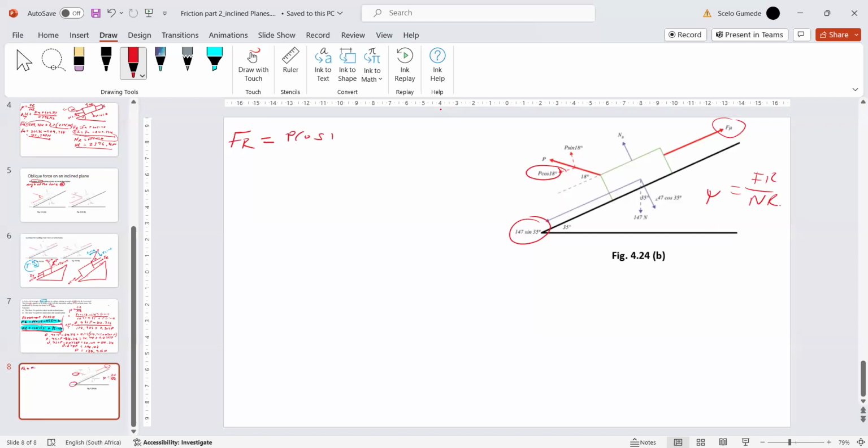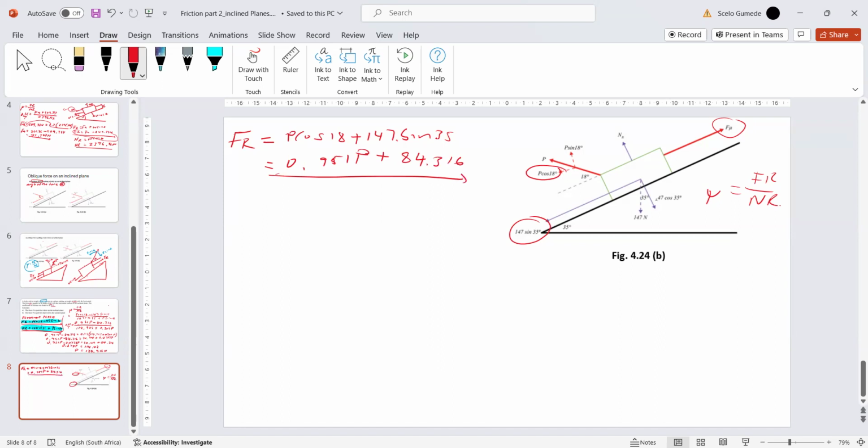P cos 18 plus 147 sine 35. This is our FR. Maybe we can just simplify this thing over here. What would be cos 18? What will be cos 18? Let's punch that quickly. We already did it. We found it to be 0.951 P plus that value there. We also did it and found it to be 84,316. So we already have this solved.